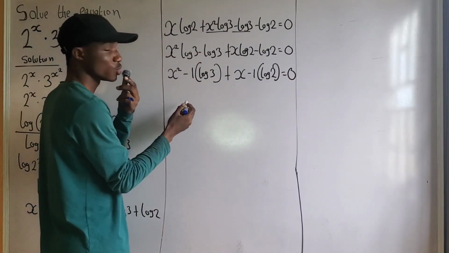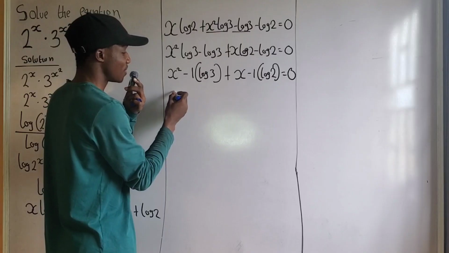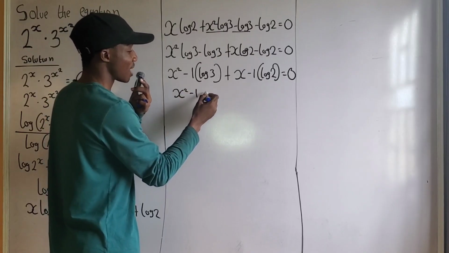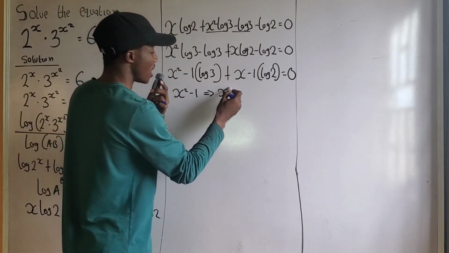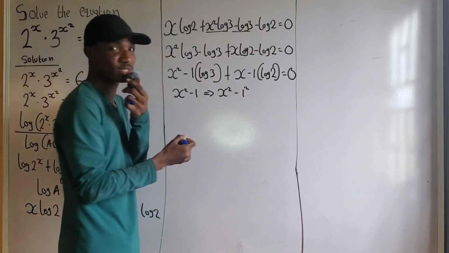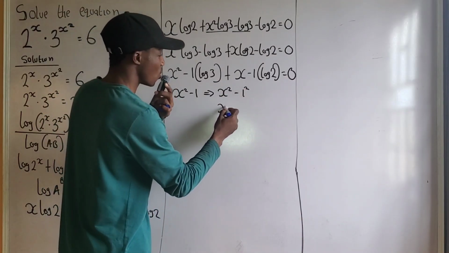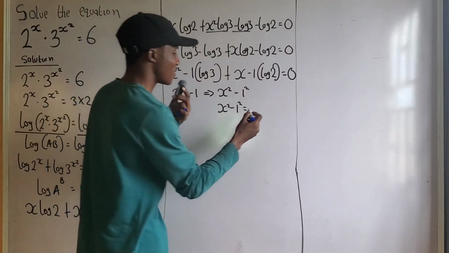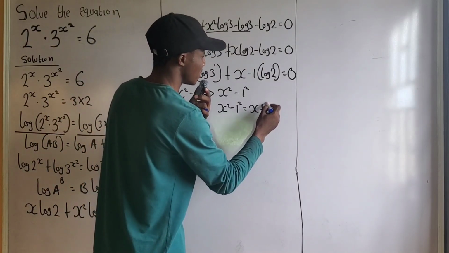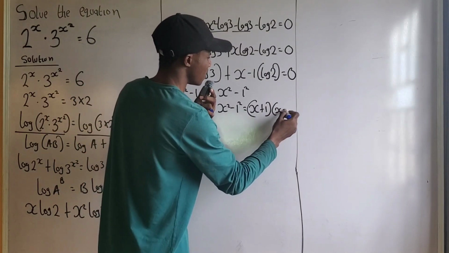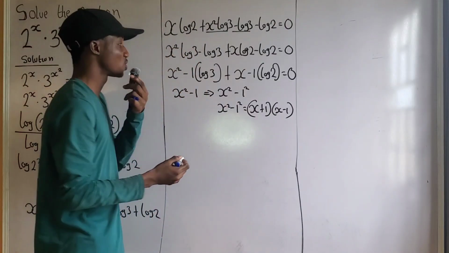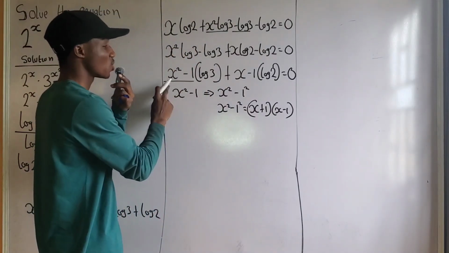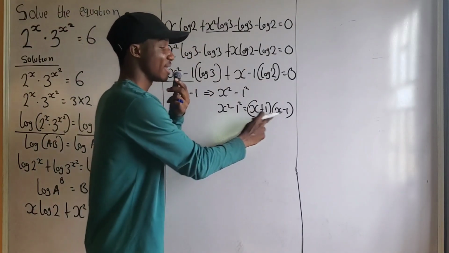Now, using difference of two squares, x squared minus 1 can be written as x plus 1, x minus 1. Do you understand? So that means that I can rewrite x squared minus 1 as x plus 1, x minus 1.